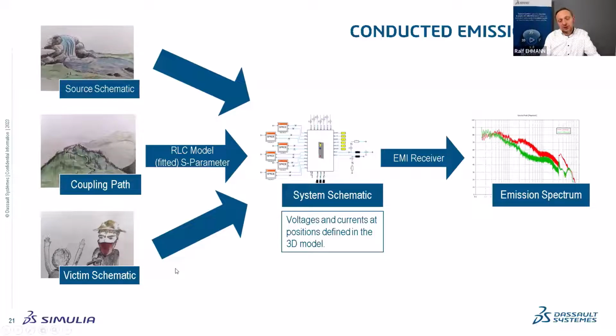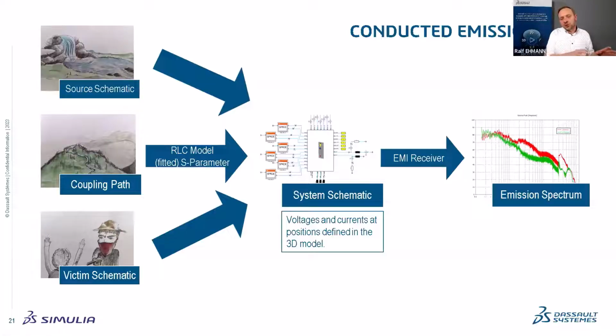And then we had, of course, added the victim schematic, which was the listener. And all of these 3 ingredients have been added together to a system schematic, and it gives me voltages and currents at the probes, and the probes are connected to the ports itself, right? So where I define a port, I can measure a voltage. That's how it works. And I get an emission spectrum. So this is the conducted emission flow.